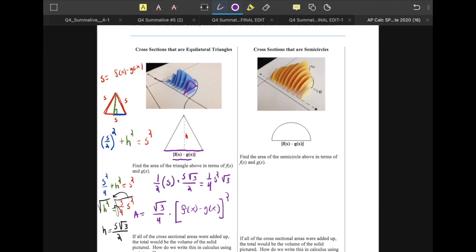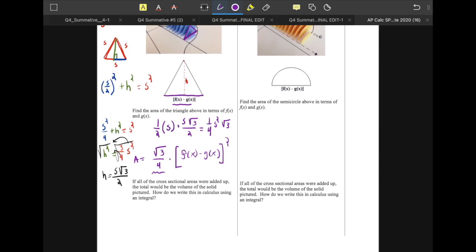And so the one thing you would memorize here is, okay, if I can find this length here, which is usually going to be like f minus g or something like that, or just like f if it goes down to the x-axis, it's this root 3 over 4. So it's root 3 over 4 times the side length squared. That's the area of an equilateral triangle. If we add this all up, same idea, we can bring this root 3 over 4 out front, the definite integral from a to b of f of x minus g of x squared.